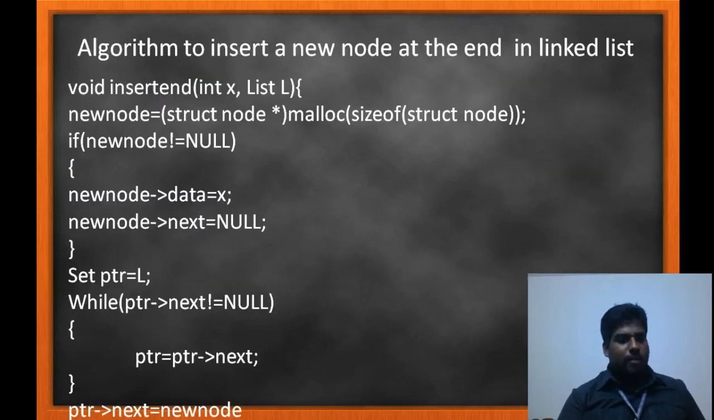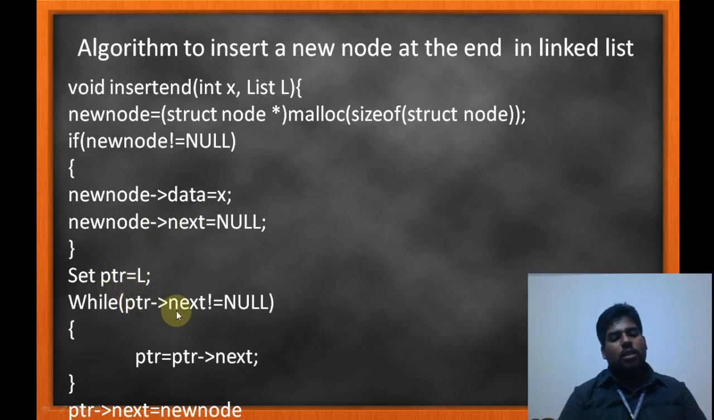Once again, I am repeating. First, you are creating the memory. Then I am checking whether it is created or not. If it is not equal to null, I am assigning the structure element. New node is the structure variable, and this is the access operator. This is data, and for this you are initializing the value X. And for new node next, for this pointer I initialize null. I am telling that after that no nodes are there. Null means ending point. Then the list's starting position L will be assigned to ptr.